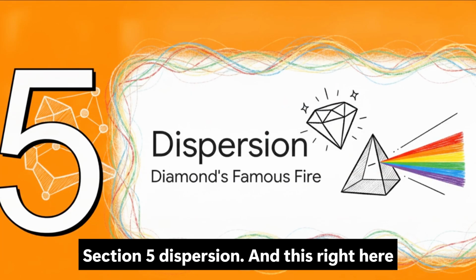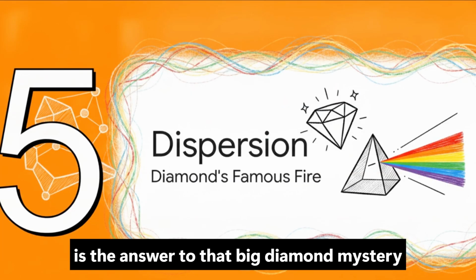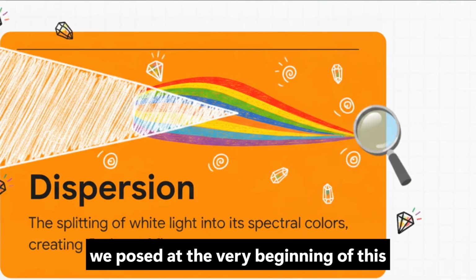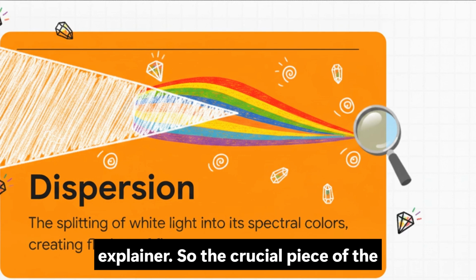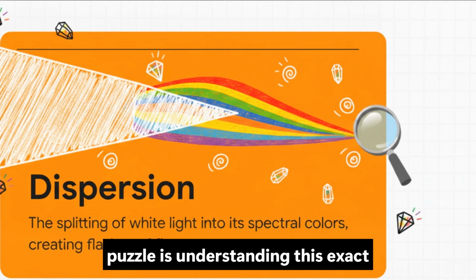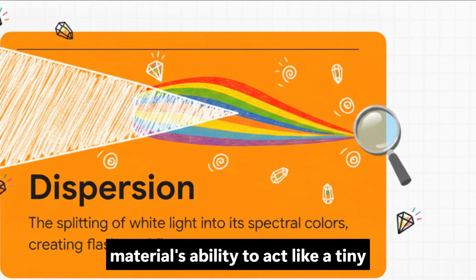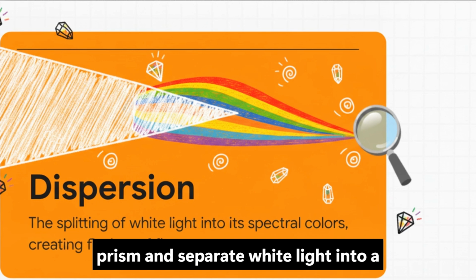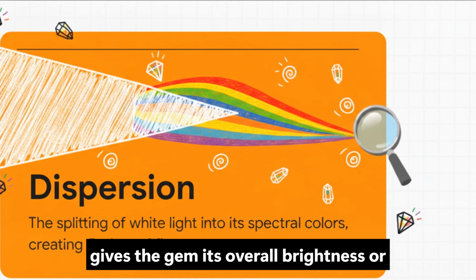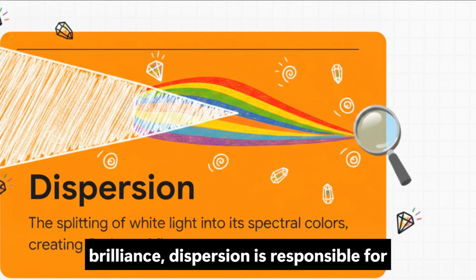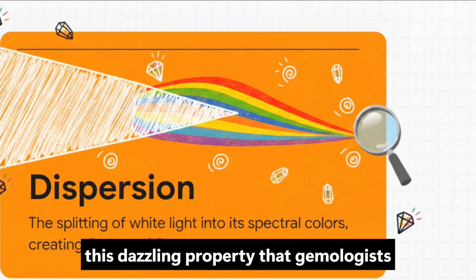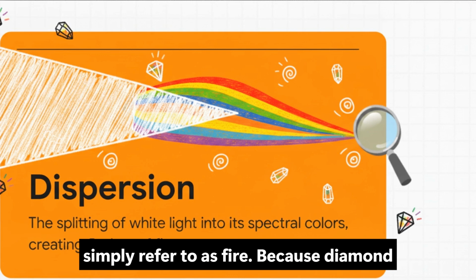All right, Section 5, Dispersion. And this right here is the answer to that big diamond mystery we posed at the very beginning of this explainer. So the crucial piece of the puzzle is understanding this exact property. Dispersion measures a material's ability to act like a tiny prism and separate white light into a rainbow. See, while refractive index gives the gem its overall brightness or brilliance, dispersion is responsible for this dazzling property that gemologists simply refer to as fire.